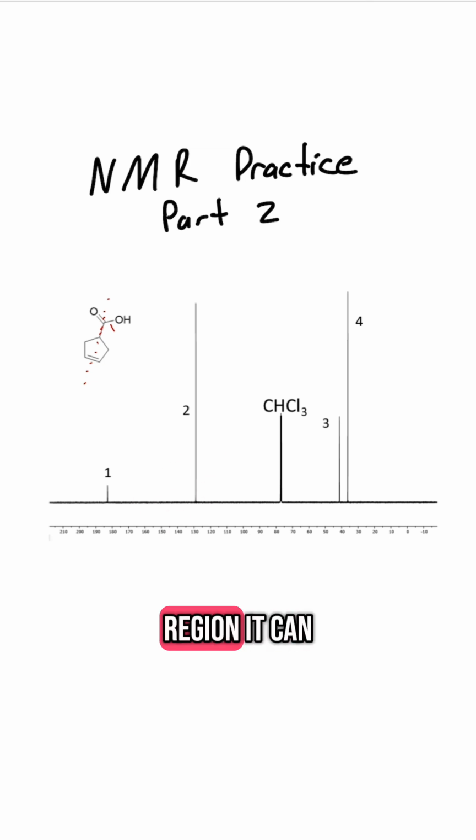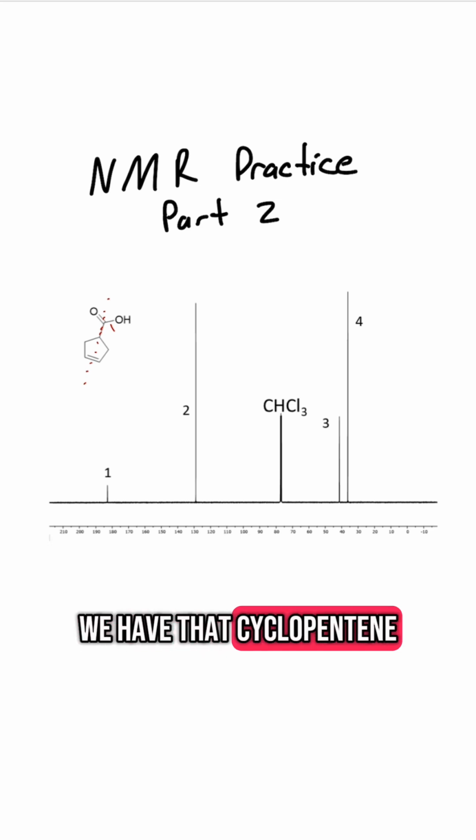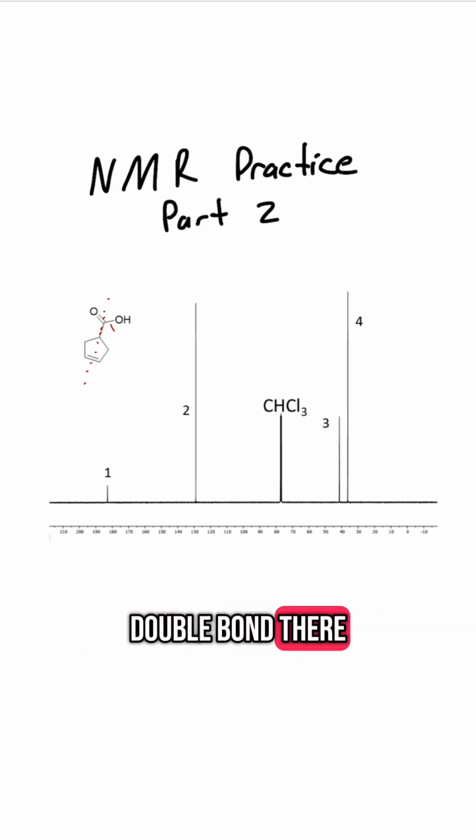In that region, it could be a couple things. You might see some aromatics, but a big one is the alkene region. So, like your double bonds, that's where you're going to see a lot of that. And so, do we have a double bond? Yes, we do. We have that cyclopentene. So we have a double bond there. So this carbon right here, that's going to be number two.